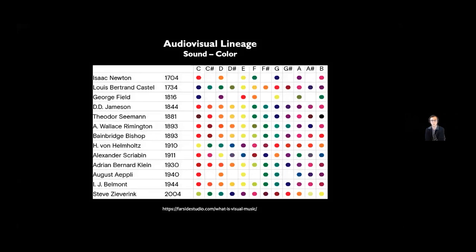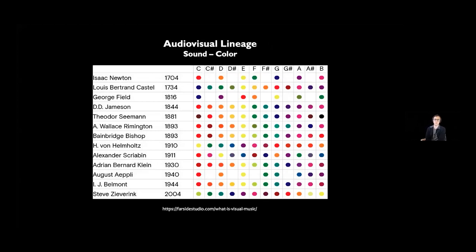Early audiovisual correspondences can be traced back to the ancient Greeks, but it was in the 18th century when Isaac Newton proposed relationships between the wave properties of light, color, and those of sound, pitch, in music.